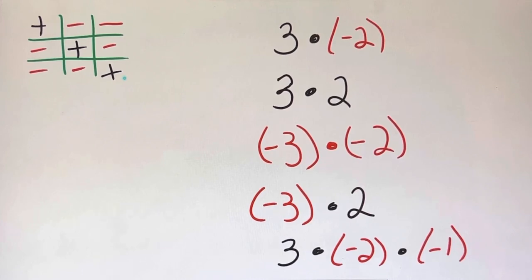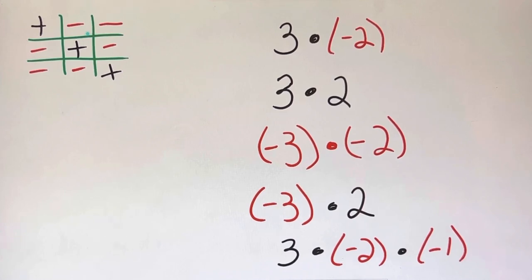So if I followed a negative times a negative, the answer would be a positive. If I follow it this way, a positive times a positive, the answer would be a positive. If I follow it this way, a negative times a positive, the answer would be a negative. If I follow it this way, a positive times a negative, the answer would be a negative. And I can just follow that.